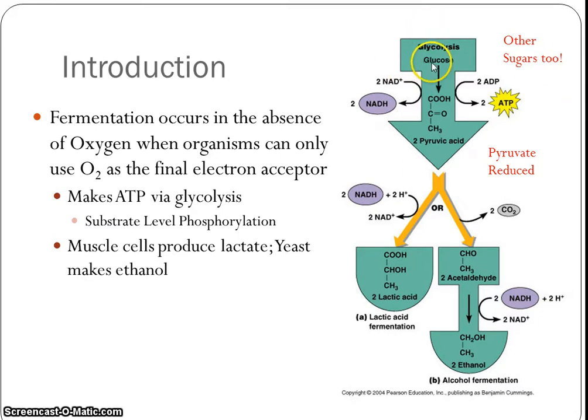Glucose, in this diagram you can see that they're showing glucose as the only sugar here, but other sugars such as fructose can be used in fermentation also. And here you can see the 2 divisions of fermentation, lactic acid and alcohol. So alcohol fermentation is ethanol.